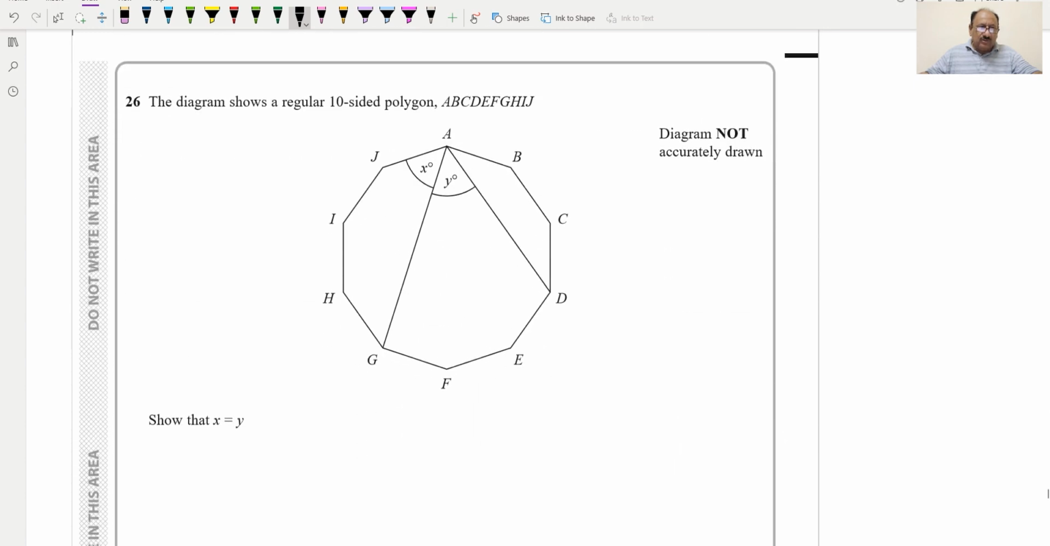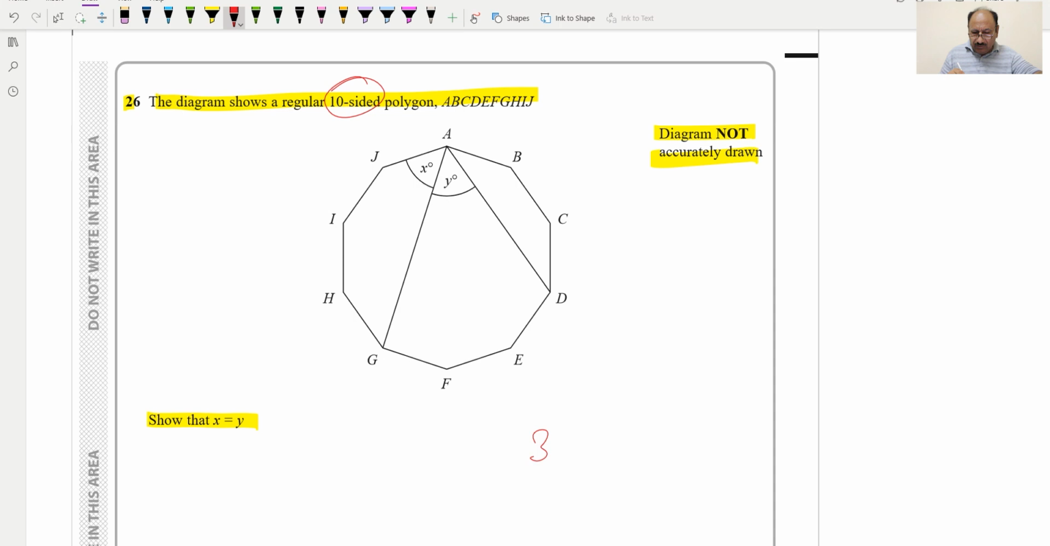Now this is question number 26, which is the last question of the paper, and it says the diagram shows a regular 10-sided polygon, and the diagram is not accurately drawn. Show x is equal to y. So first of all, we will consider the whole 10-sided polygon. How much interior angle will a 10-sided polygon have?